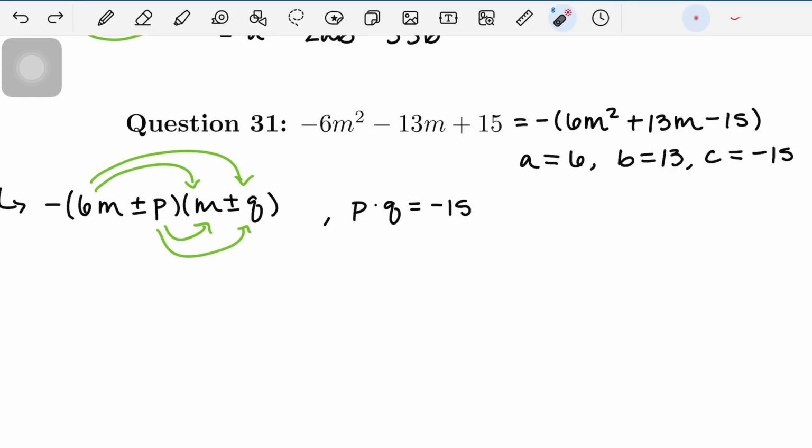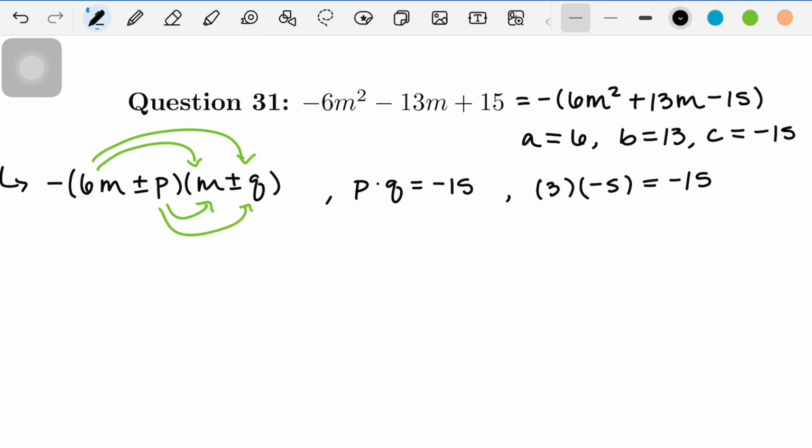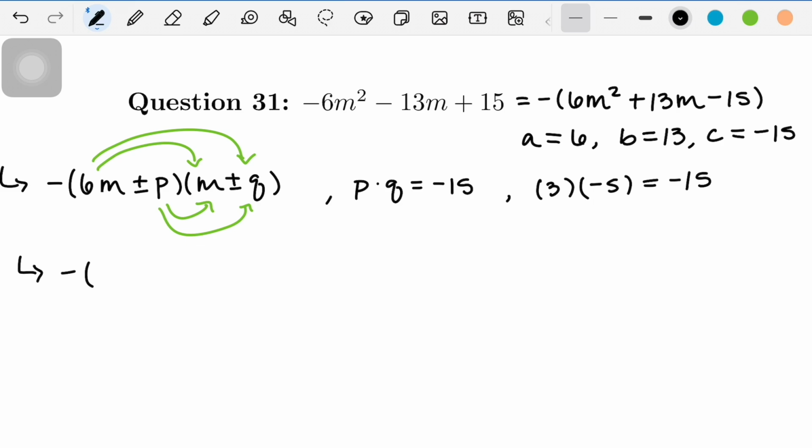Now, this method is called the FOIL method, and it's one of two methods that we'll use when this coefficient is not 1. This method does require a good amount of guessing and checking. First, I'm going to guess two numbers p and q that multiply to give us minus 15. That would be 3 and negative 5. So we'll plug these numbers in here and FOIL it out to see if we end up with our original polynomial. We have 6m plus our p value of 3, and then m plus our q value, which is minus 5.